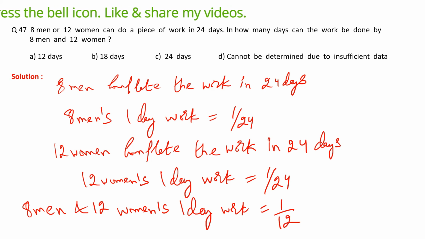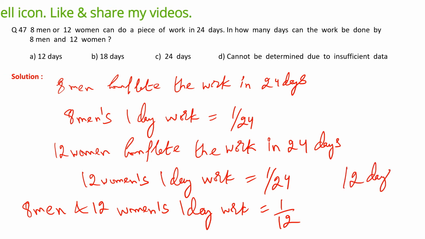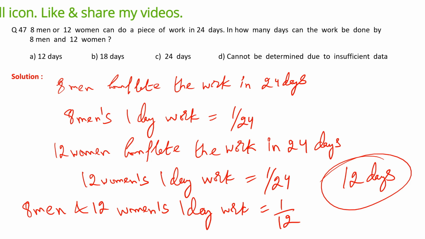Fine. So if 8 men and 12 women's 1 day work is 1 upon 12 and they are doing same amount of work every day, that clearly means they will be completing the entire work in how many days? In 12 days. We have to just take the reciprocal of this. So answer is A option. Now we move to our next problem.